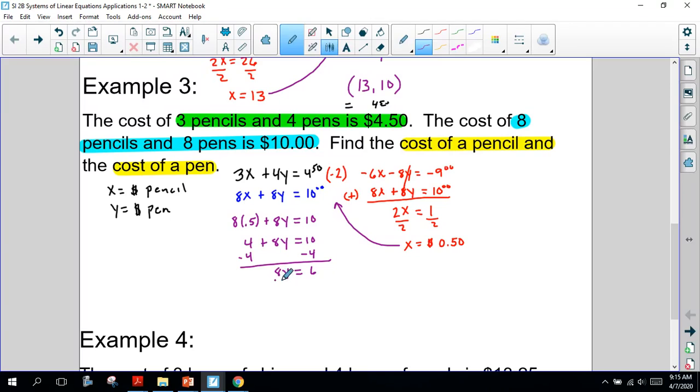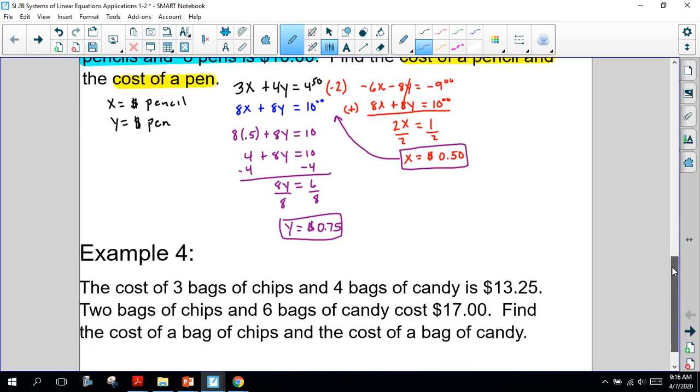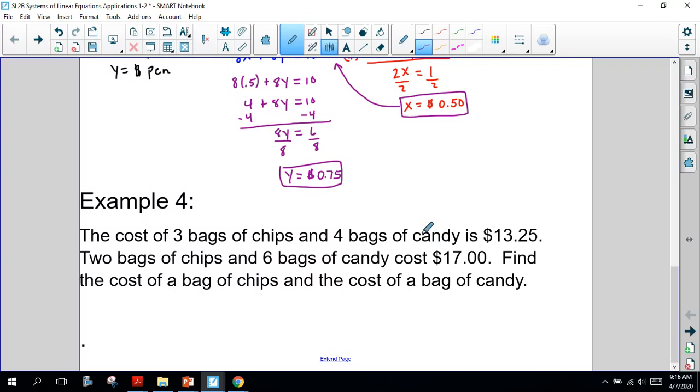And in the end, when we divide by 8 here, your y value is the fraction 3/4, or if we divide 6 divided by 8, you get 0.75. So if we're talking money, that would be 0.75 or 75 cents. So our answers here: 75 cents for a pen, 50 cents for a pencil. Since I've already defined my variables at the beginning, I don't really need to label the answers. They're already labeled just because of the way we defined our variables.